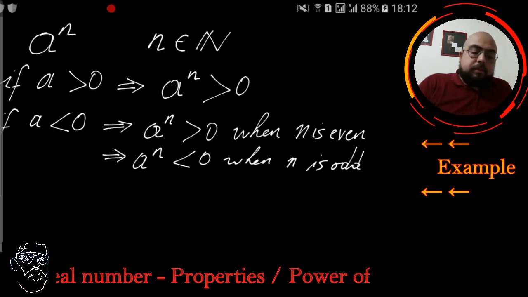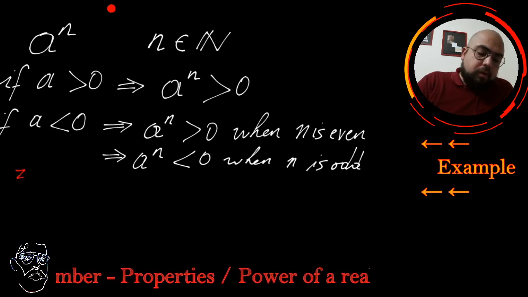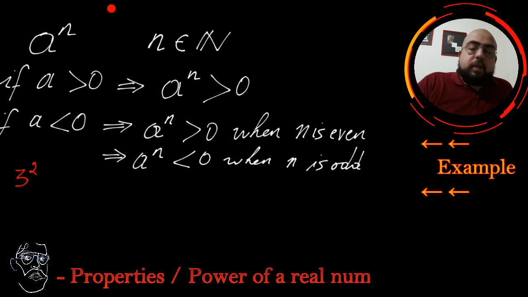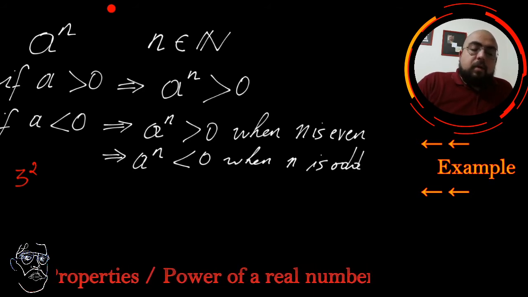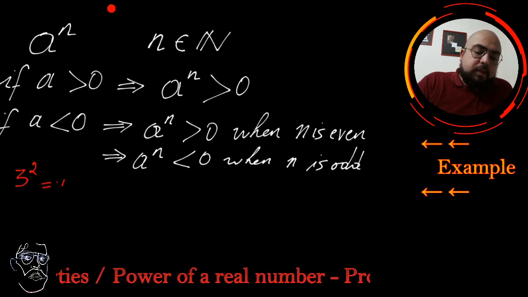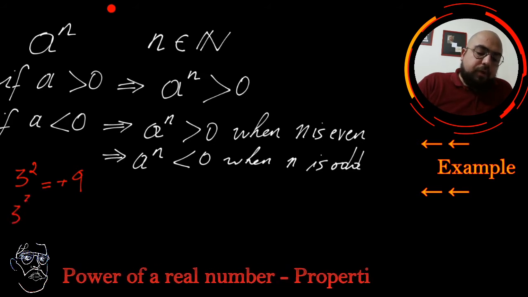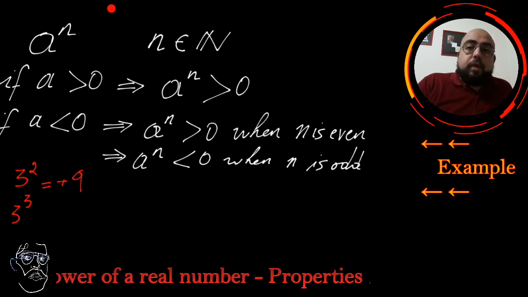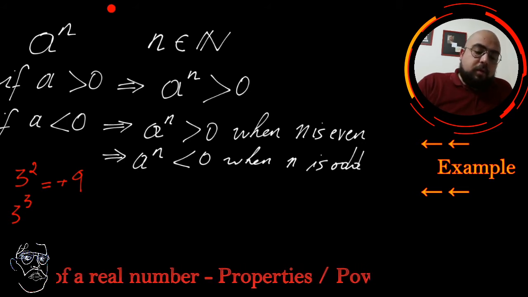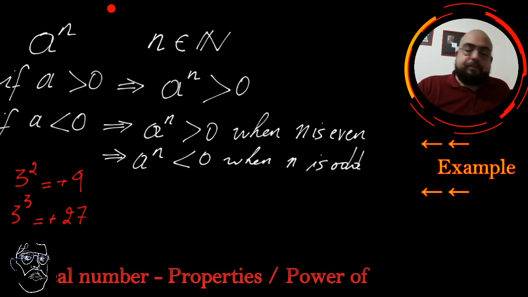So some examples, let's say we have 3 to the power of 2. As you can see, the base is 3, it's positive. The exponent, it doesn't matter. 2 is even, it will give you plus 9. Let's say we had 3 to the power of 3. Again, the base is positive. Even though your exponent is odd, the result will remain positive.